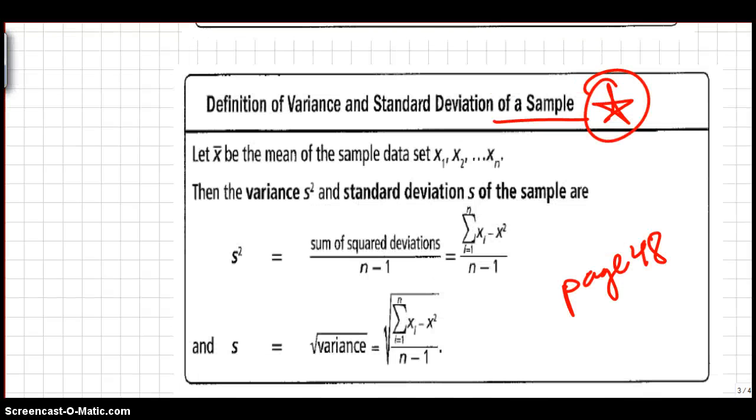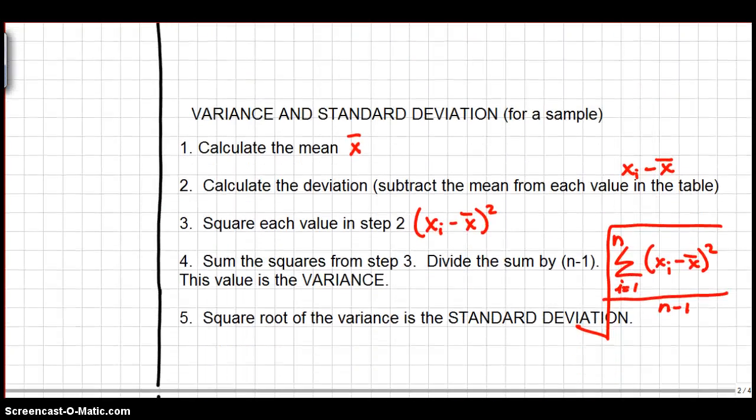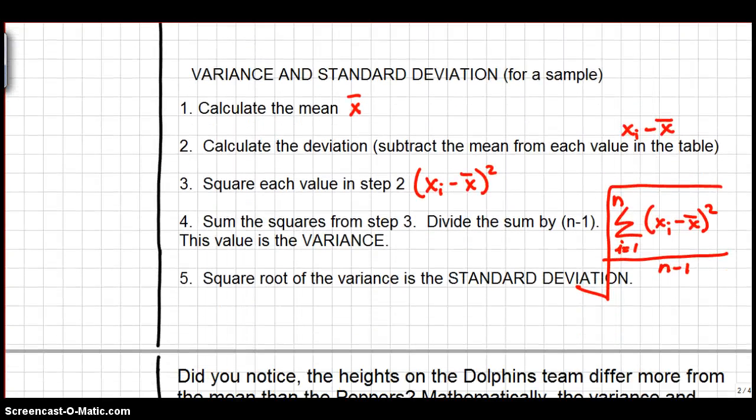So in conclusion, I just want to leave the student with the 5 steps. Calculate the mean, calculate the deviation, square each answer, sum them, divide by n-1, and take the square root. Students will be responsible for knowing how to do that by the time they reach their next quiz or test from chapter 1. And so students need to get comfortable practicing that over and over.